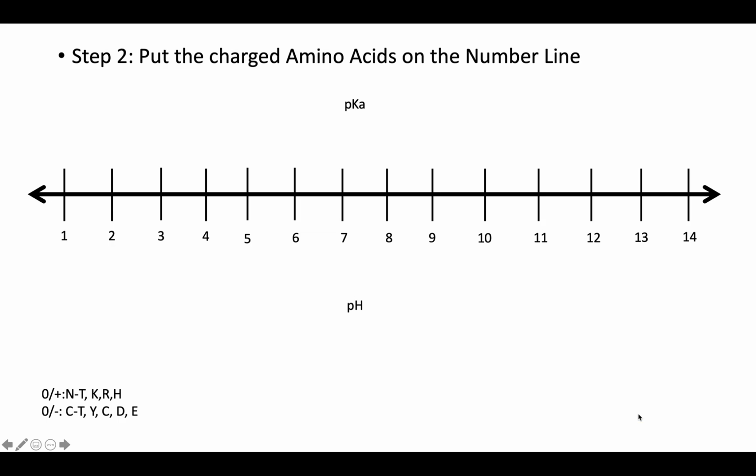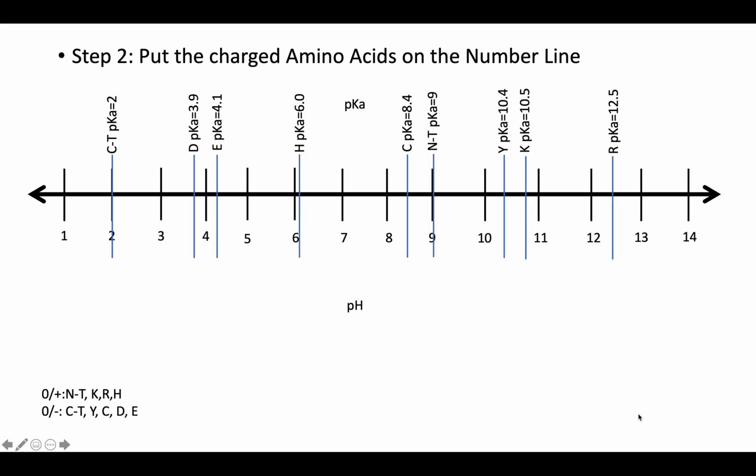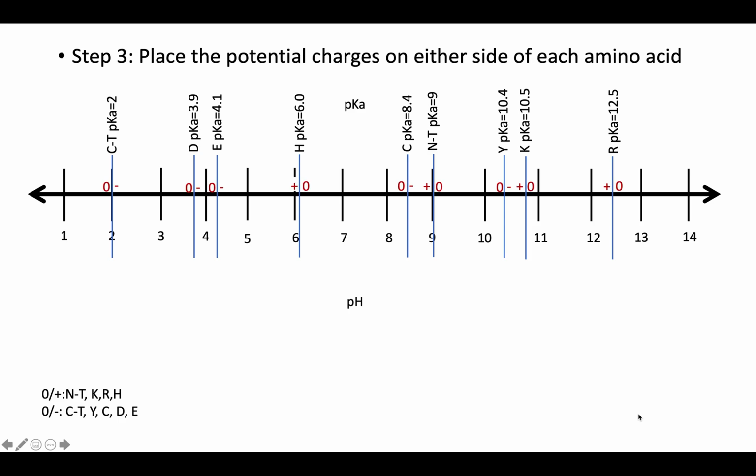The next thing you're going to do is place your amino acids on the number line. Make sure that your line extends down toward the pH because this will be helpful when we calculate the pI. I label each of my lines with the one-letter code for the amino acid as well as the pKa. Next, I put the potential charges each amino acid has on either side of the line. If an amino acid is either negative or no charge, the negative will go on the side pointing towards the 14, which is the most basic. Whereas if it's positive or 0, you're going to point the positive charge towards the 1 because that's the most acidic.